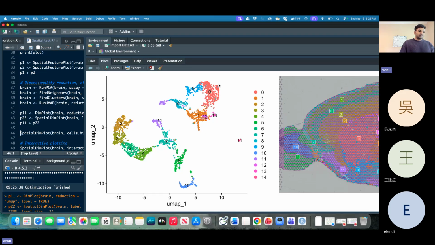So again, in these spots, you can clearly see some groups are assigned as epithelial cells, all these are dominated by epithelial cells. These may be dominated by immune cells. So that is what it is fitting into further analysis.